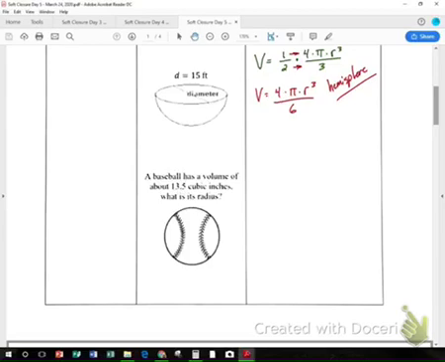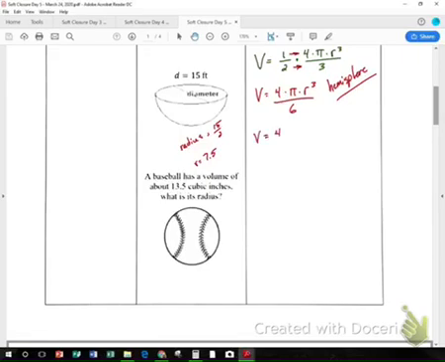Okay, let's just do this one. Again, we got diameter here. Diameter is 15, so we need to do half of that. So the radius is 15 divided by 2, which I happen to know is 7.5. So radius is 7.5. Just plug it in.